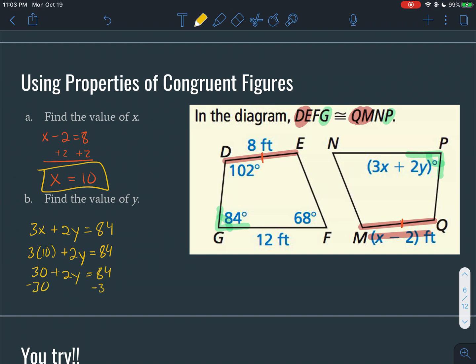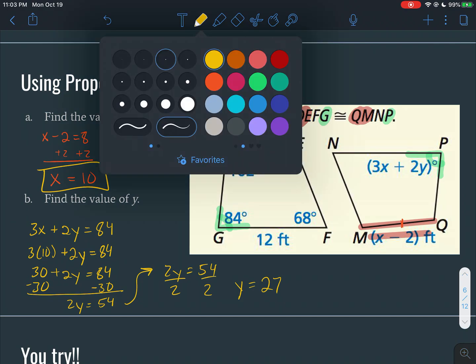Subtract 30 from both sides. So 2y equals 54. Divide both sides by 2, so y equals, is that 27? Let me double check that before we move on. 54 divided by 2 is 27. Awesome.